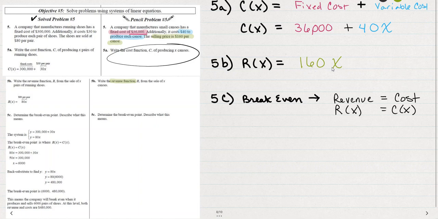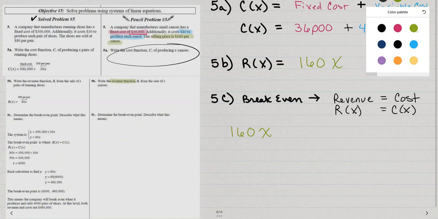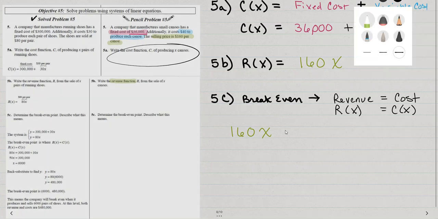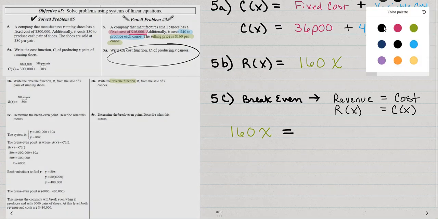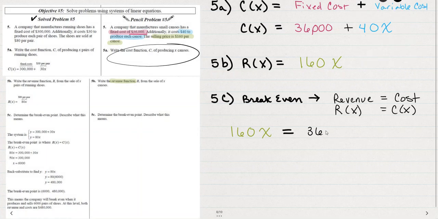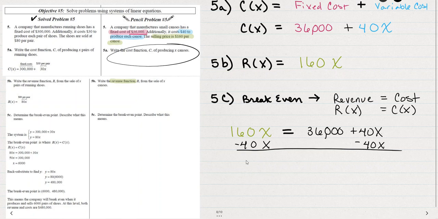The break-even point is going to be when these two equations are equivalent, when the revenue is equal to the cost. So what we're trying to find is the x that makes the statement revenue 160x equivalent to cost 36,000 plus 40x. If I subtract 40x from both sides, $160x minus 40x is 120x. So I have 120x equals 36,000. And then I can divide both sides by 120.